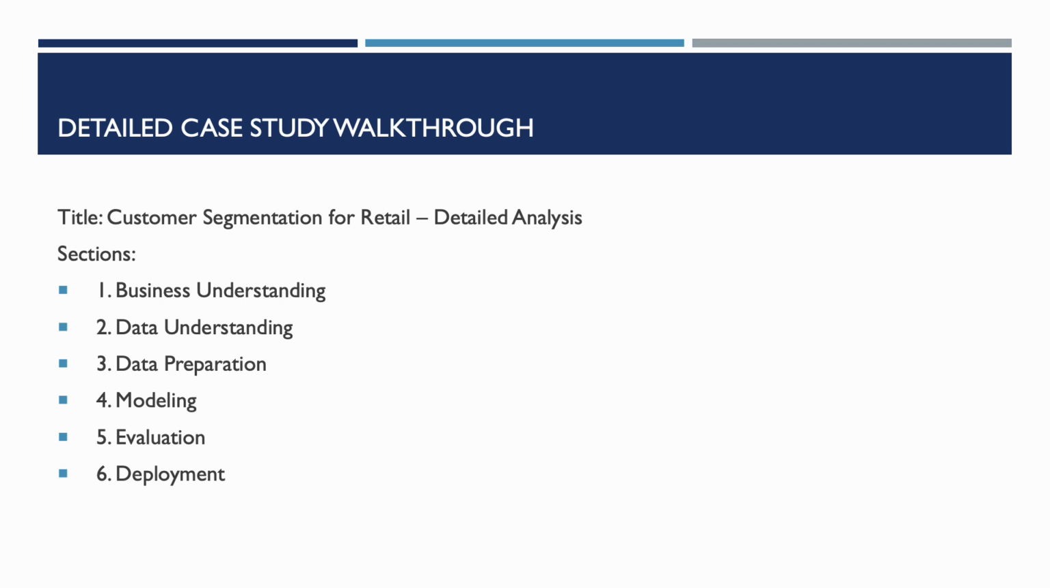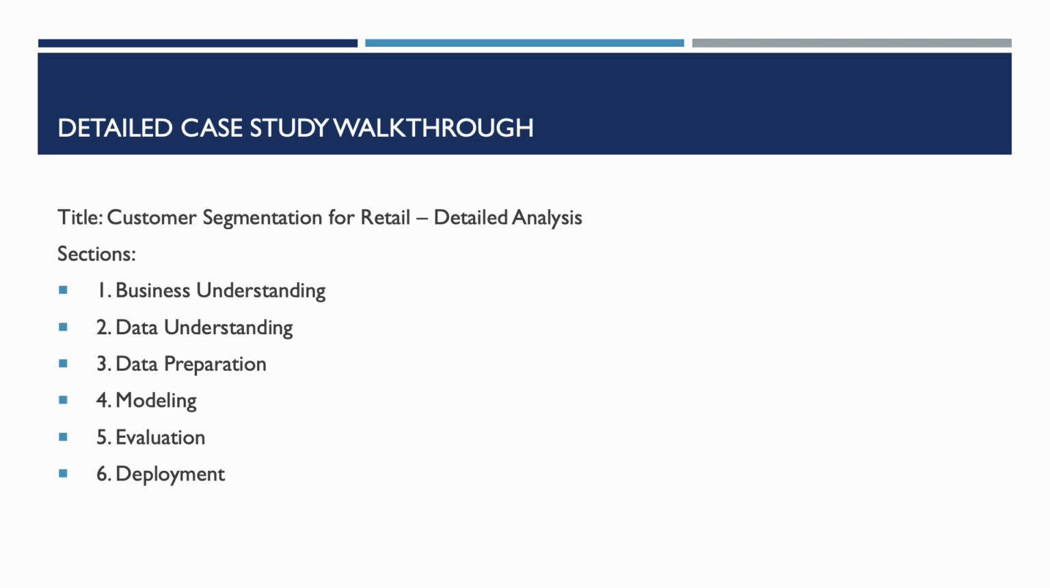We'll see business understanding. This is the first step, which is to understand the business problem. In this case, the objective is to segment customers based on their purchasing behaviors to enable targeted marketing strategies. We need to define clear business goals to ensure the analysis meets the company's needs.